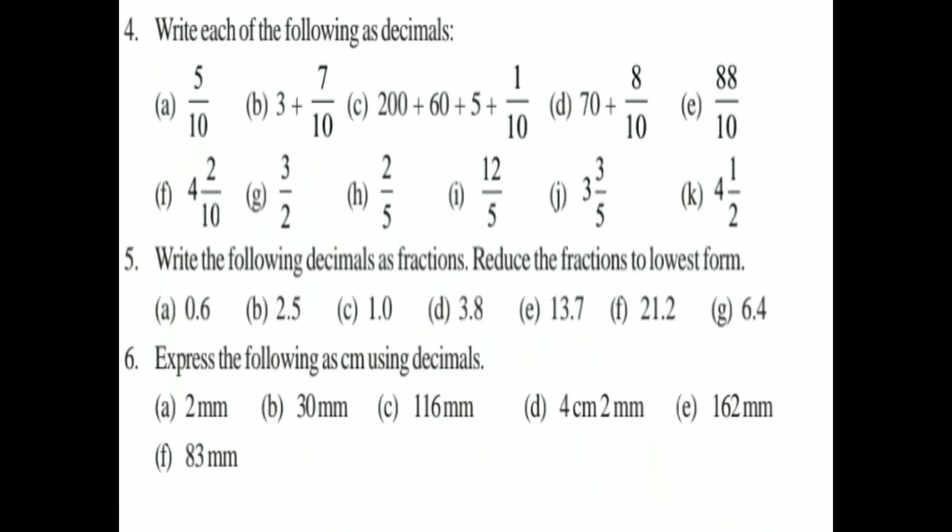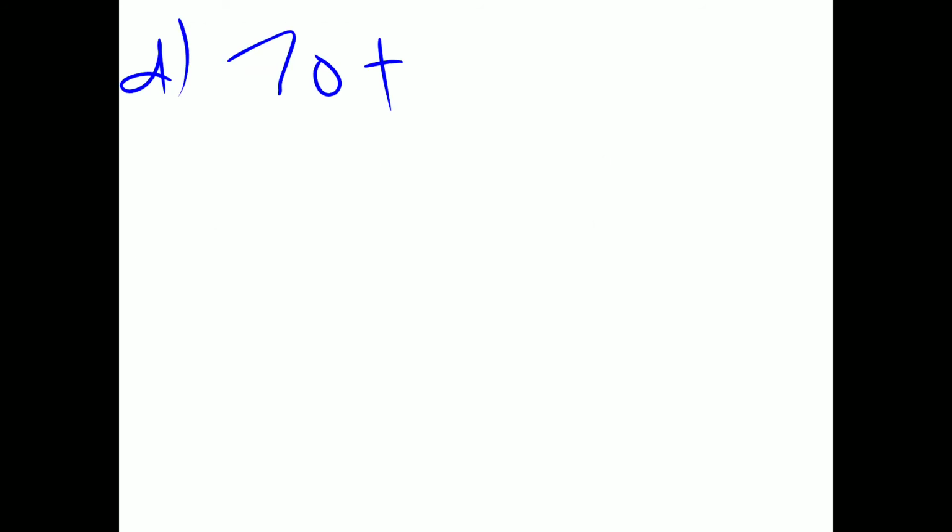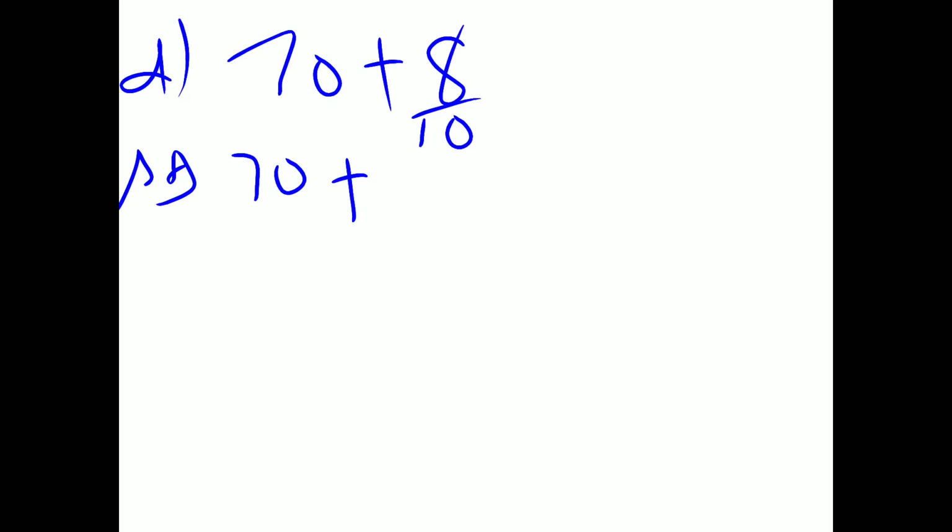Now we have done till C part. Now we do D part. D part is 70 plus 8/10. So we convert firstly into decimal form. 70 as it is, 8/10 will be 0.8 and it will be 70.8. Clear?